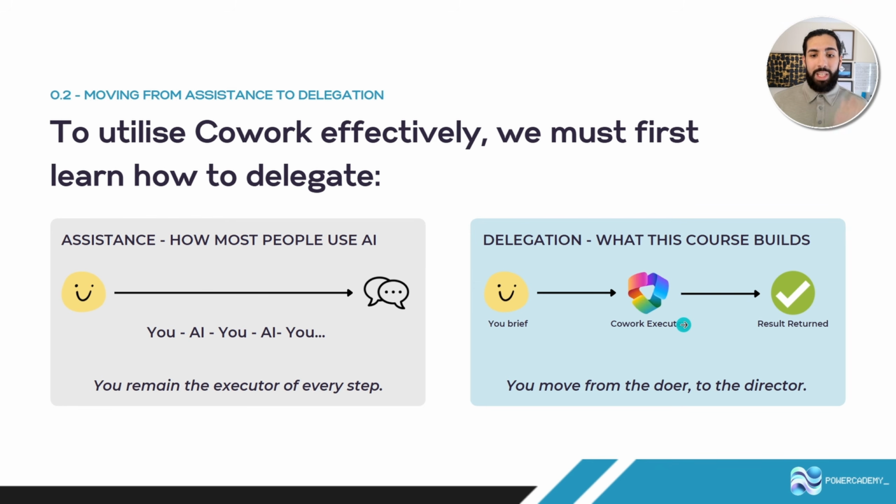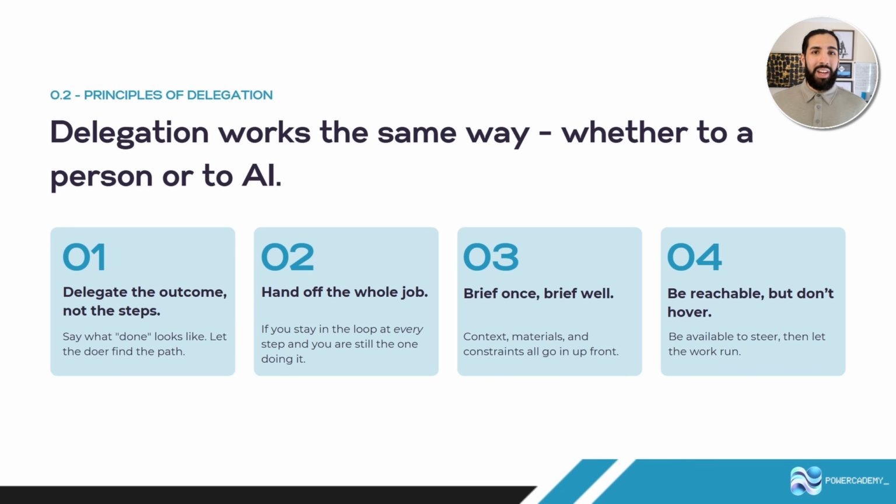But the main idea is we're looking for a return on investment in Cowork. And if you're involved every step of the way, then you are not going to get that return on investment, and you're better off just doing it yourself. So this is really what this course wants to build upon. Now, funnily enough, delegation to AI works in the same way as you delegate to a human, at least in principle. So these are the 4 principles of delegation that I want you to remember, and that I want you to use when you're speaking to these types of co-working devices and AI tools.